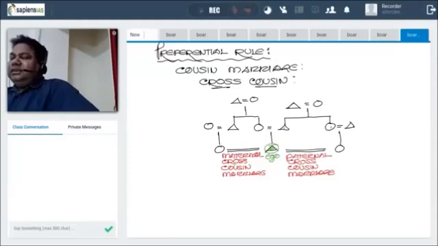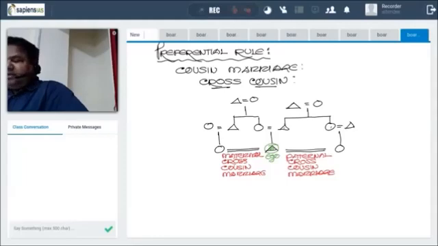What is an example? People in Maharashtra, people in South India, in India, practice cross cousin marriage. Now, why do they practice it?